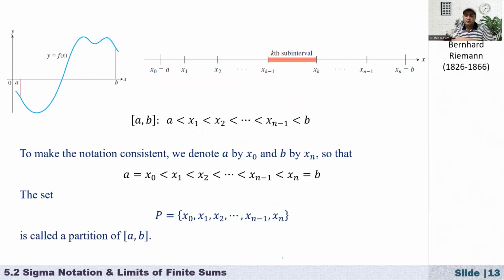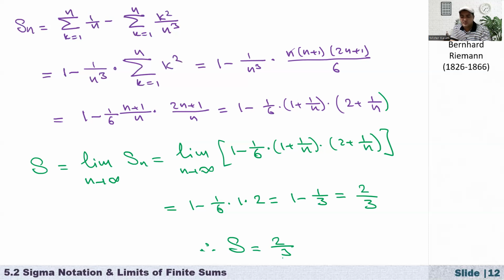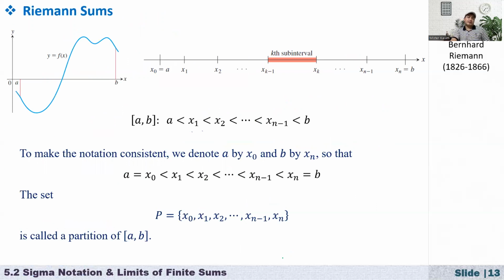Now we are going to talk about this special sum, because every time I cannot just say this partial sum. This partial sum has a special name, that is Riemann sums. Riemann is George Frederick Bernard Riemann.